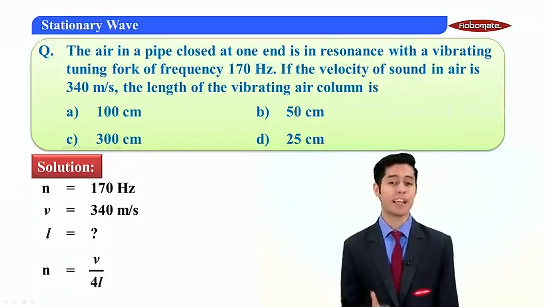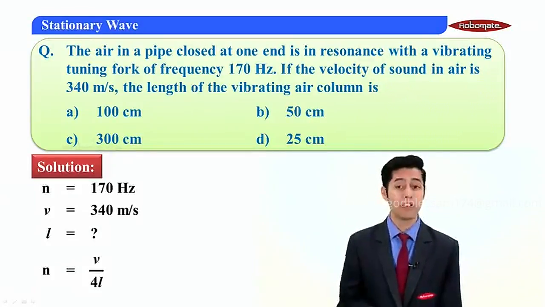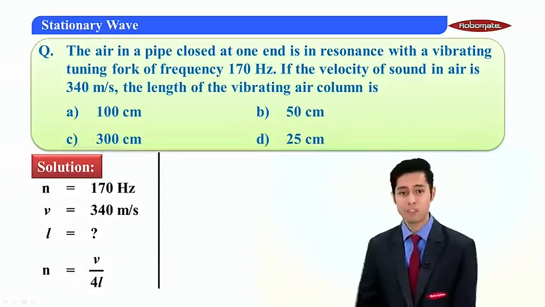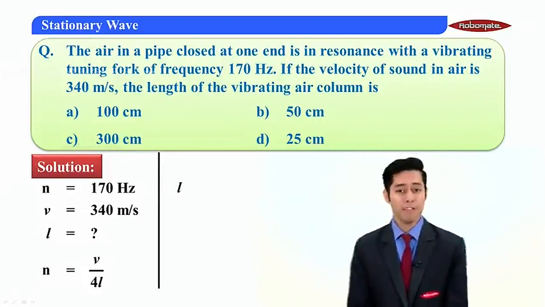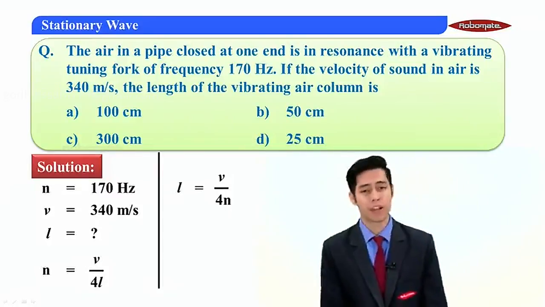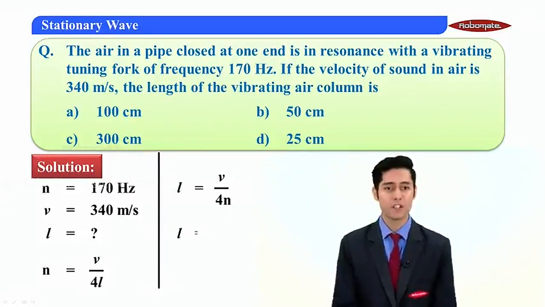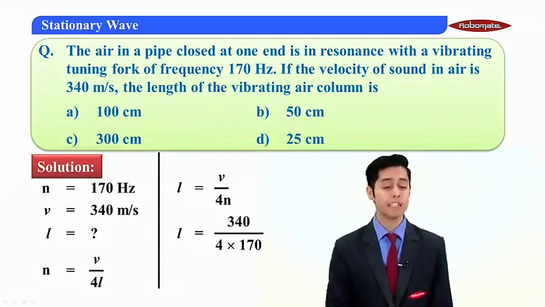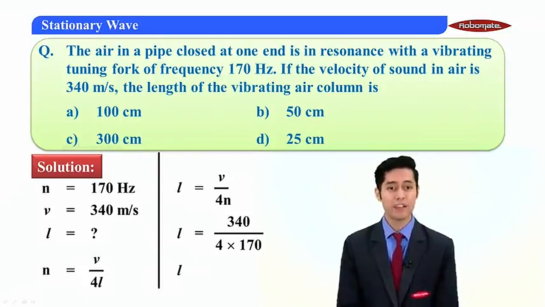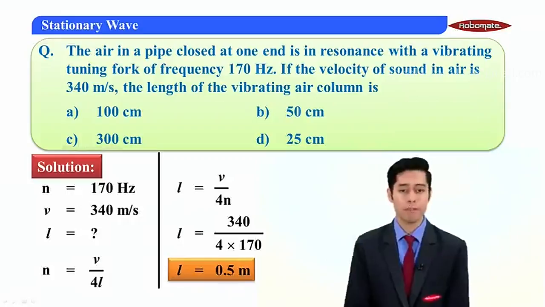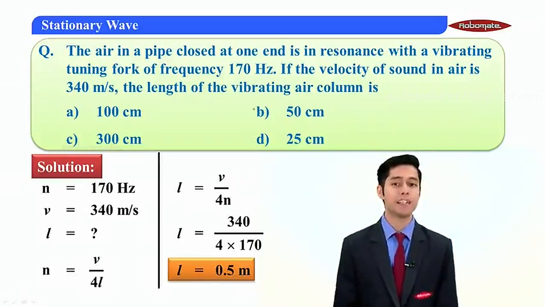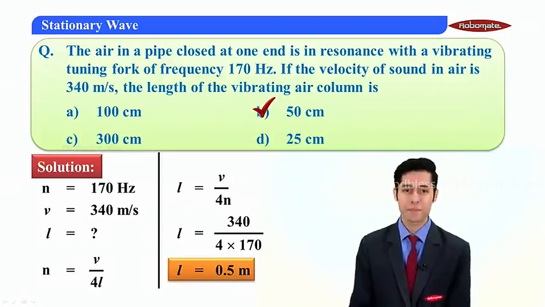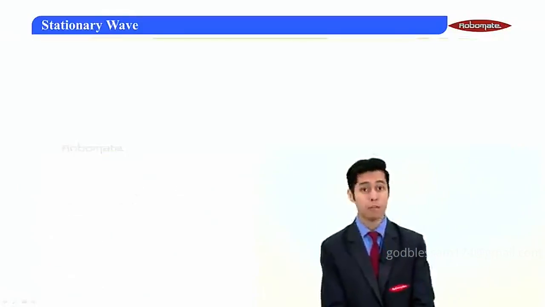In this case, I know N, I know V, I know 4. So can I calculate L? Yes students, it's a very simple problem. L will be equal to V by 4N. Can I say L is actually 340 divided by 4 into 170? So can I say the answer will come out to be 0.5 meter, that is 50 centimeter, which is option B. Moving ahead to the next problem.